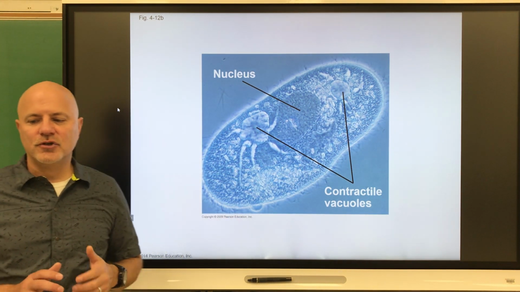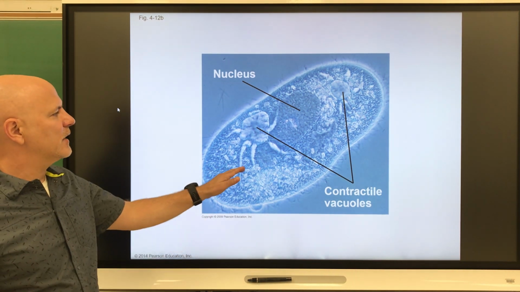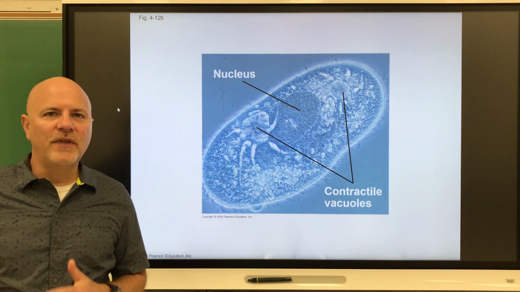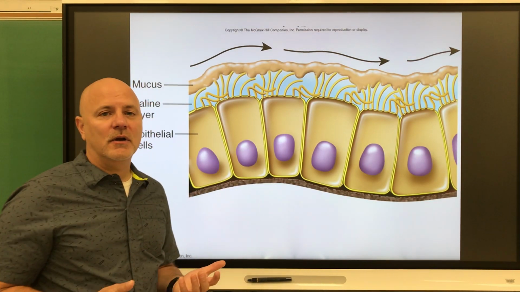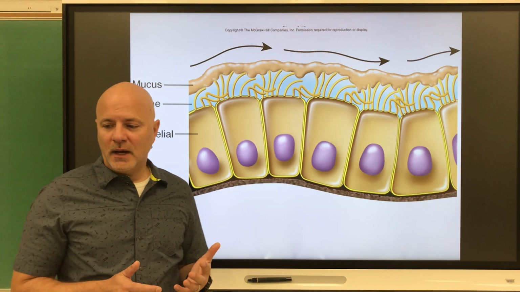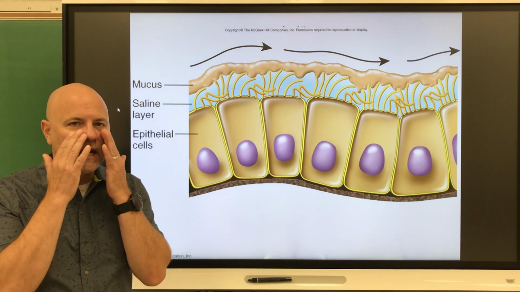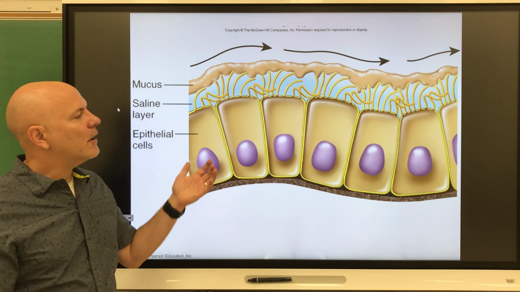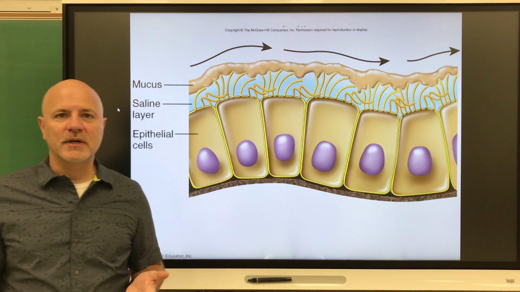So cilia are short, numerous, hair-like appendages. And when we talk about a single-celled organism like this one here, the cilia move that organism. Now, when we talk about a larger multicellular organism, we're going to find these lining our respiratory tract. So in our nasal cavity, in our sinuses, in our trachea. And here, what they do is move substances. In this case, they're going to move mucus.